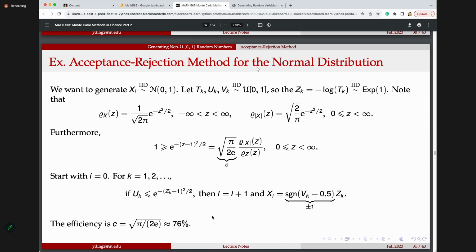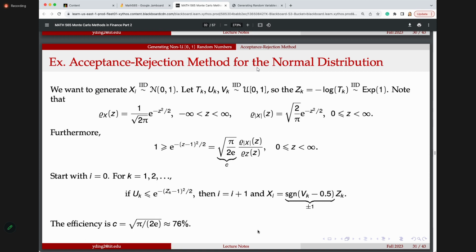Okay, so this is one example to generate the standard normal. It looks very complicated, but actually this illustrates the idea of the acceptance rejection method. So actually, the case is you first try to generate the exponential one. But how can we generate the exponential one? We use one standard uniform random variable to generate the exponential, using the inverse distribution transformation.